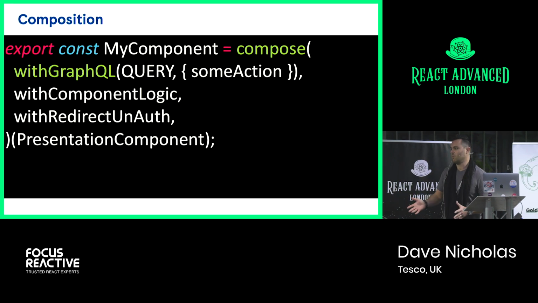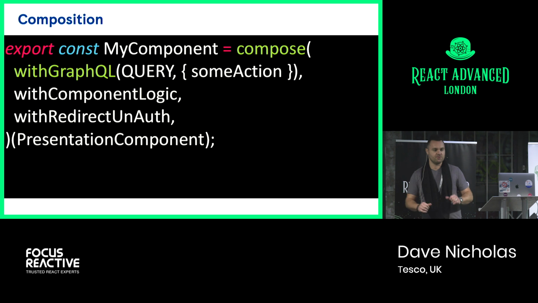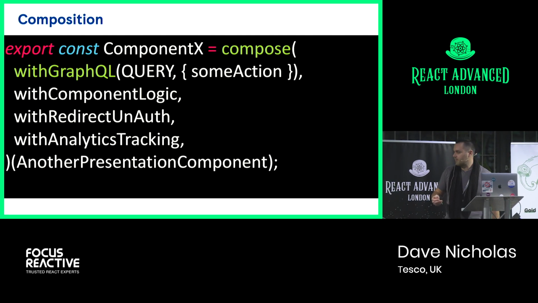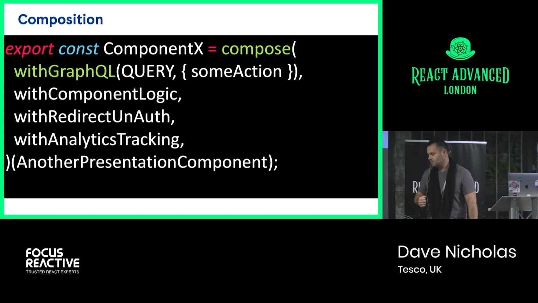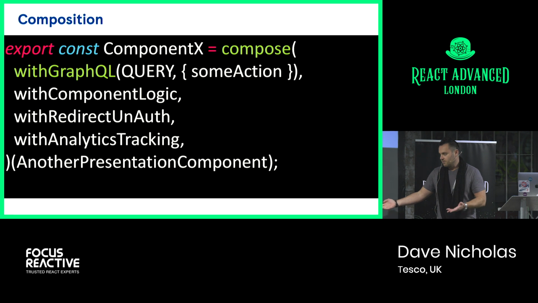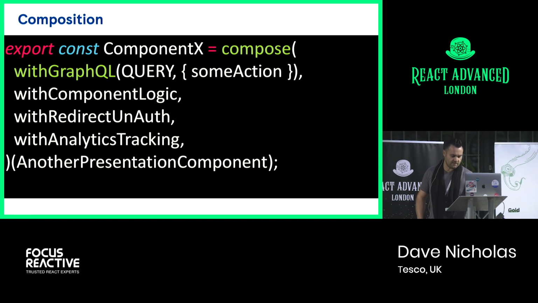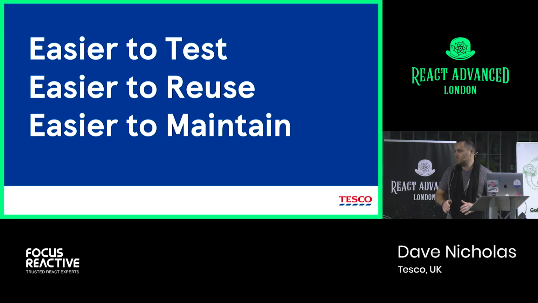Suppose we get a business requirement for an A/B test where we need another presentational component and they want to do some analytics testing on every single user interaction. We can do this quite easily by just adding another higher order component to curry up any methods passed in and just create another presentational component and just export a new component. So very easy to test. And we found this has made our components easier to test, easier to reuse, and easier to maintain.